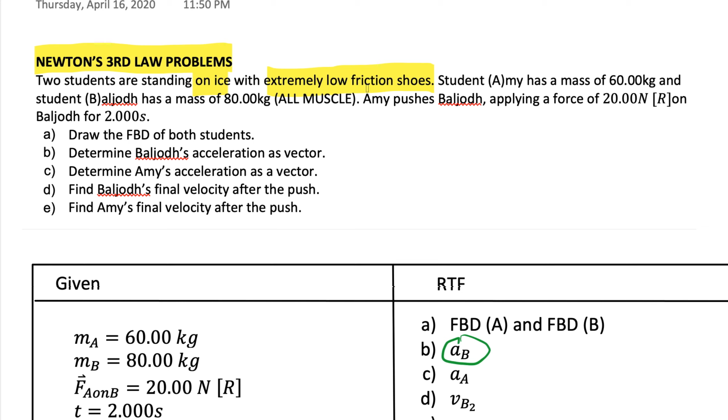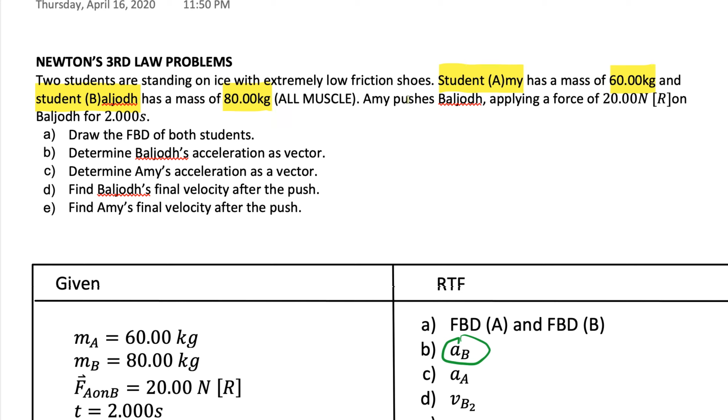Of course, that's not ideal. In a real-world situation, friction would matter, but we are still just learning the basic ideas. So when you see this expression, extremely low friction, that implies that you can ignore the force of friction in these particular cases. So student Amy, or student A, has a mass of 60 kilograms, and student Balja, or student B, has a mass of 80 kilograms, clearly all muscle.